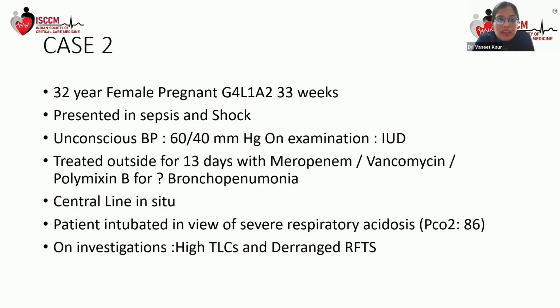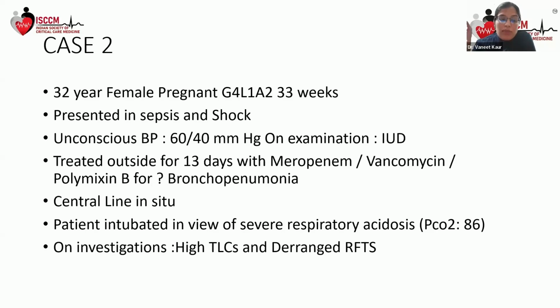This is case 2 that we received last week. This was a 32-year-old female, pregnant, gravida 4, live 1, 2 abortions, 33 weeks. She presented to us in sepsis and shock. She was unconscious when we received her. The blood pressure was 60 by 40 mm of mercury on examination, and IUD. She had been treated outside with meropenem for 13 days, vancomycin for 2 days, and polymyxin B for 3 days, because they were suspecting bronchopneumonia.